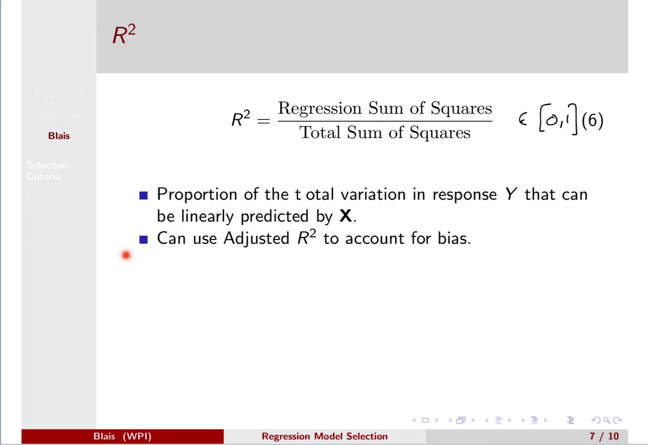We also can use the adjusted R squared if we care about adjusting for bias. And we refer to the lecture on regression and specifically analysis of variance part 1 and 2 to understand more about using R squared and adjusted R squared in this way.